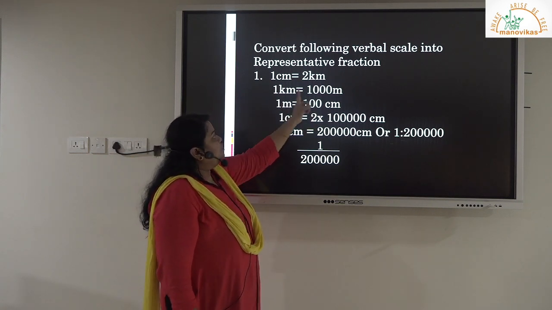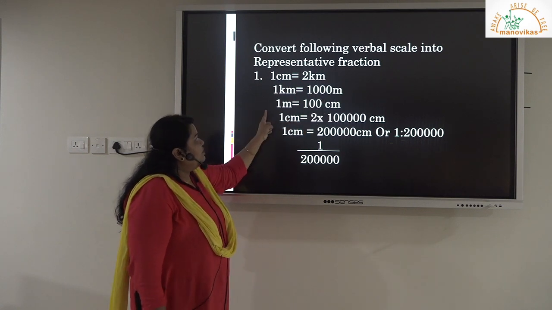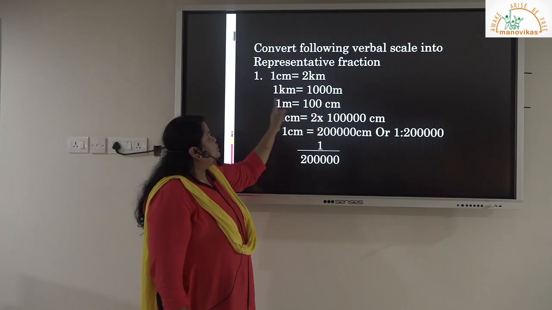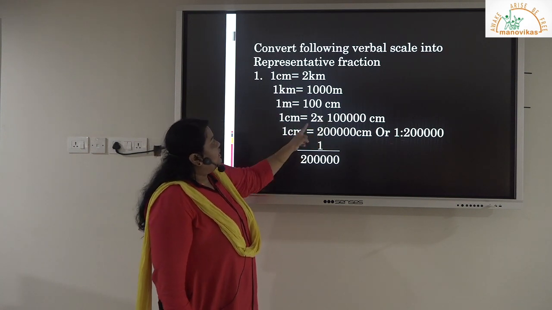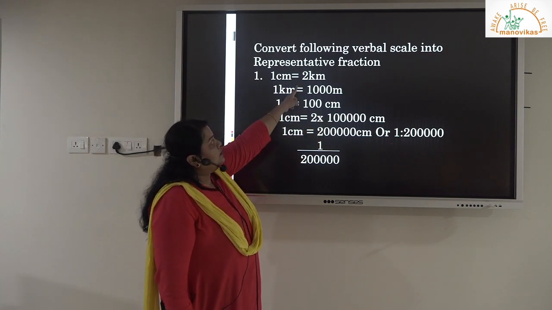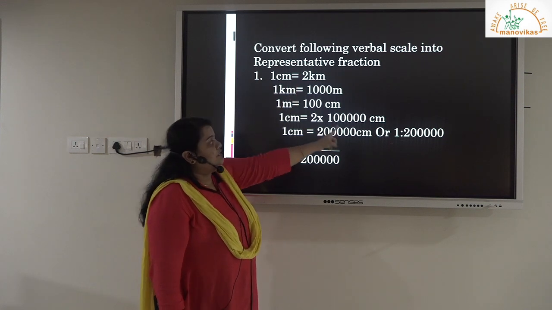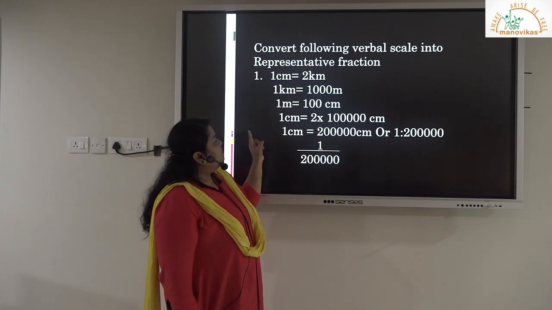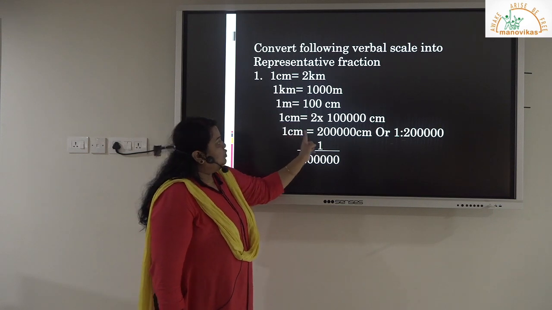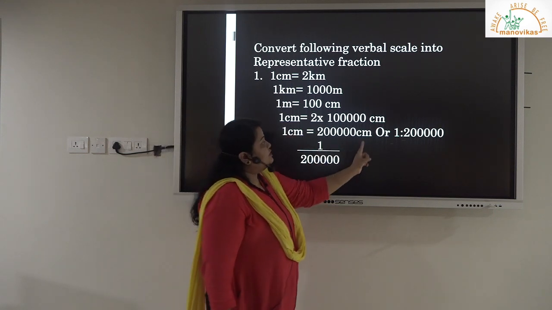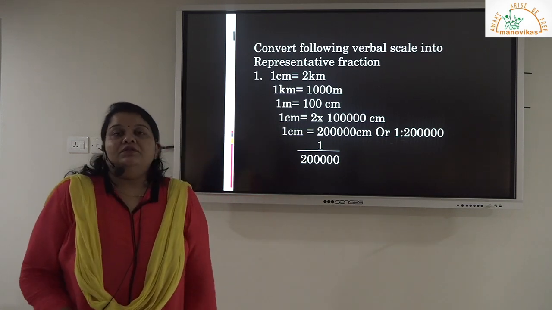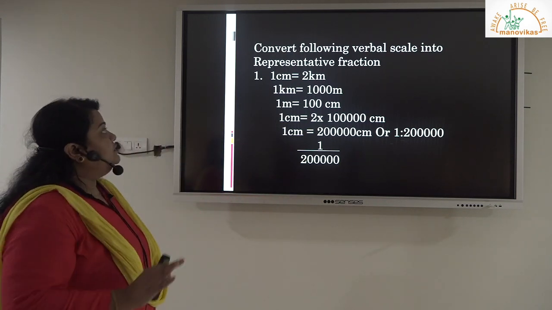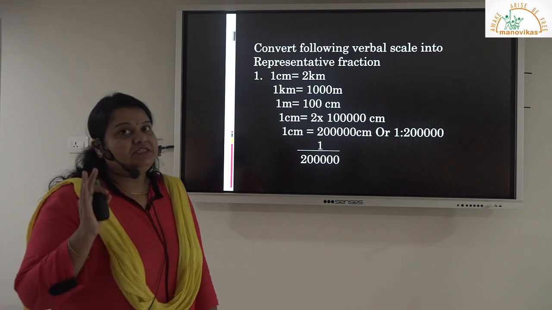So 1 kilometer is equal to 1000 meters. 1 meter makes up 100 centimeters. So altogether 1 kilometer is 1 lakh centimeters. And we are multiplying it with 2 because we are converting 2 kilometers into centimeters. And we arrive at the answer 1 centimeter is equal to 2 lakh centimeters, which is also written as 1:2 lakh or 1/2 lakh. This is how the conversion of verbal scale into representative fraction is done.